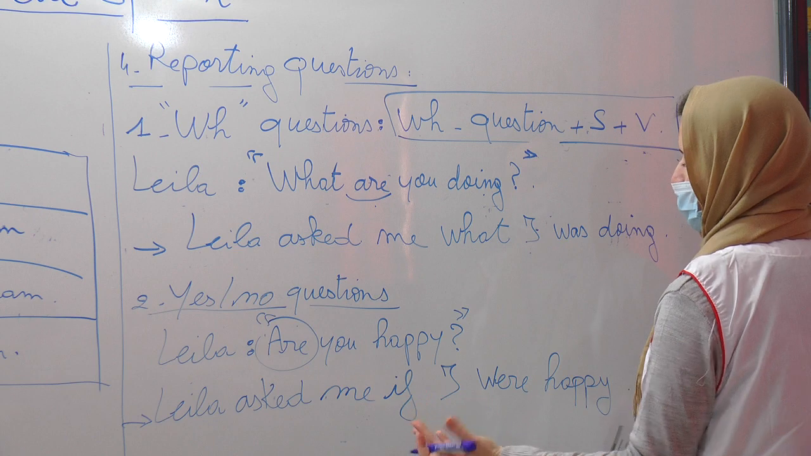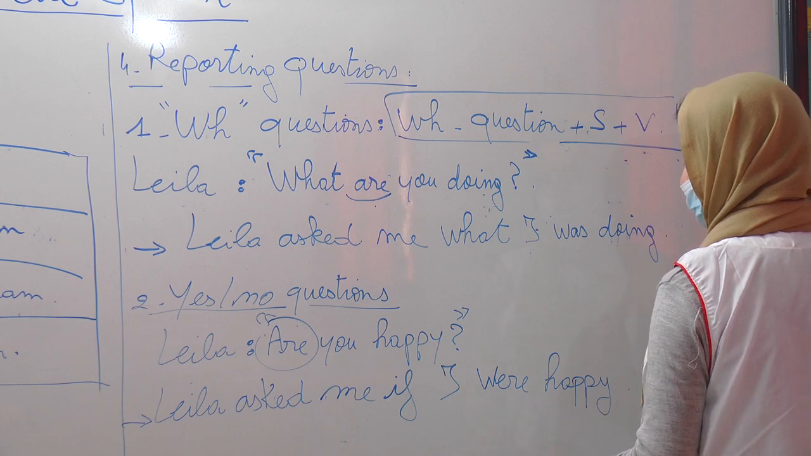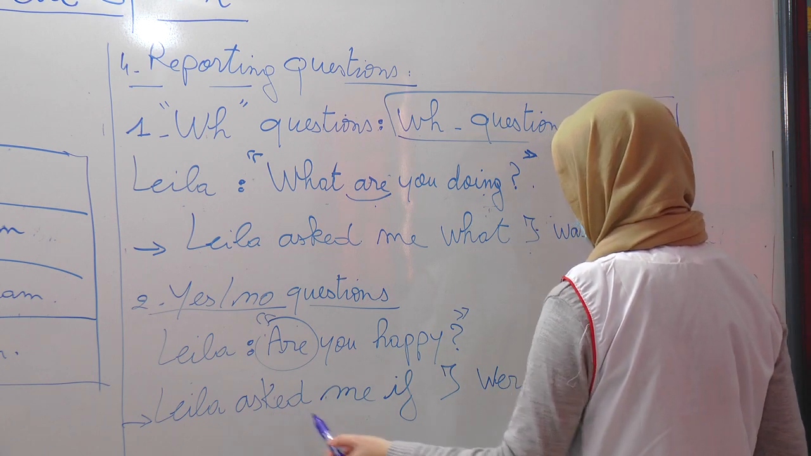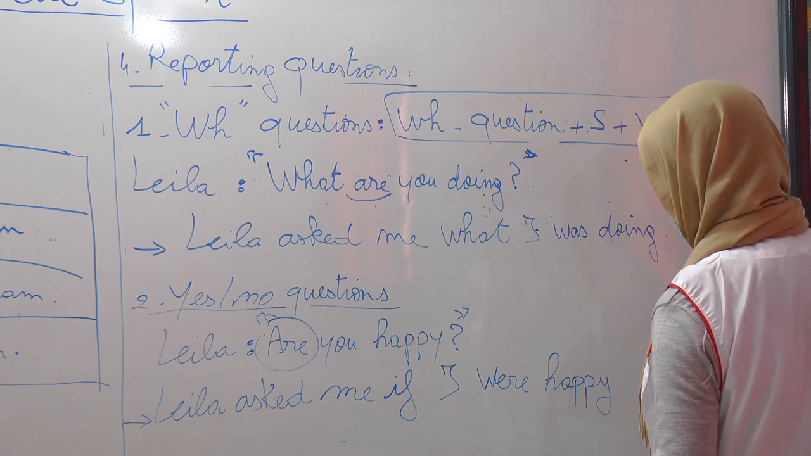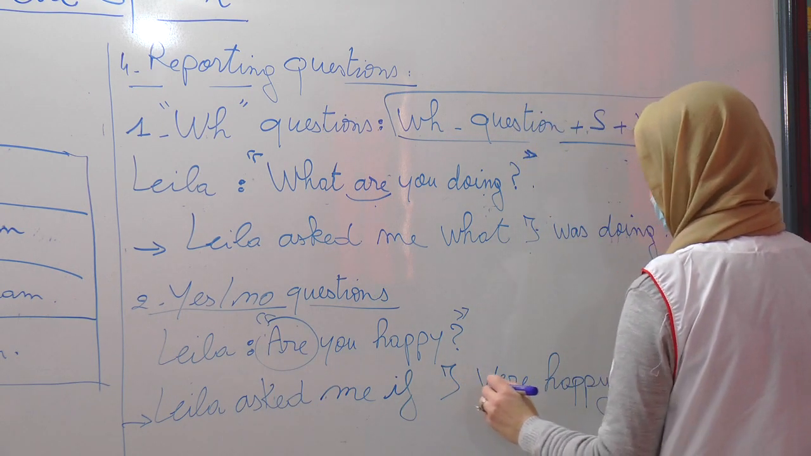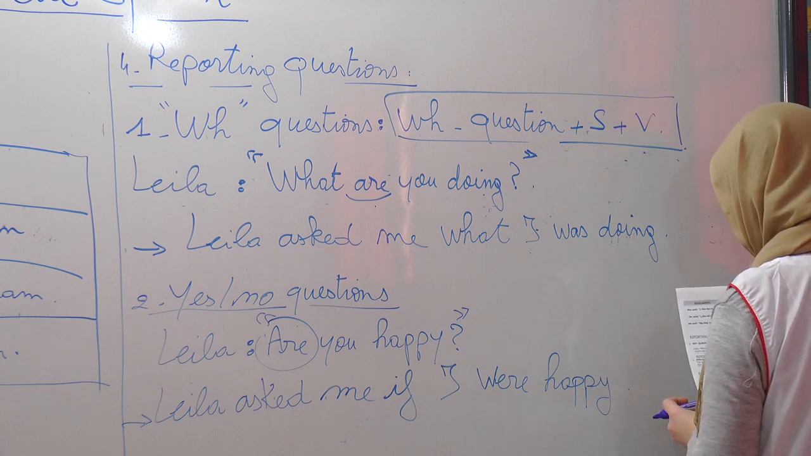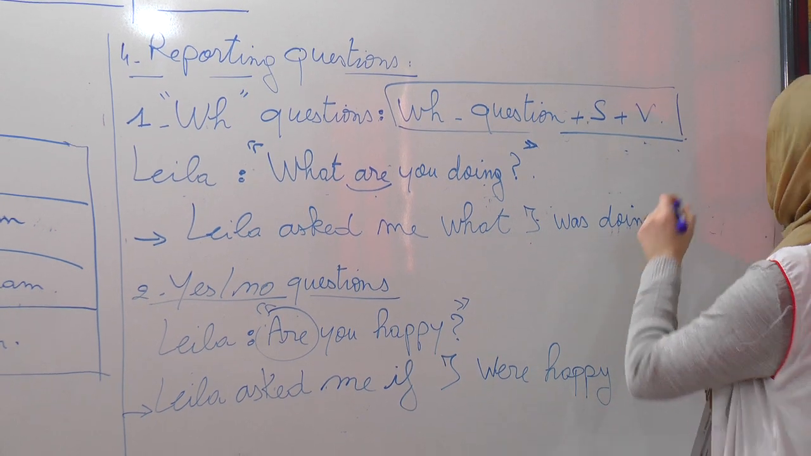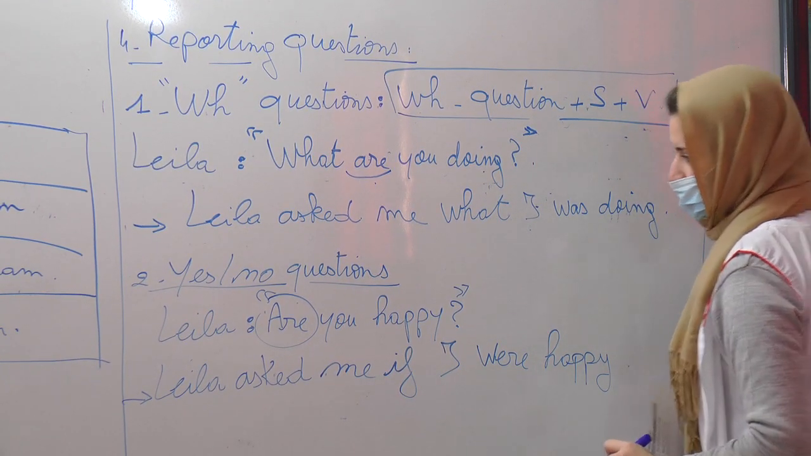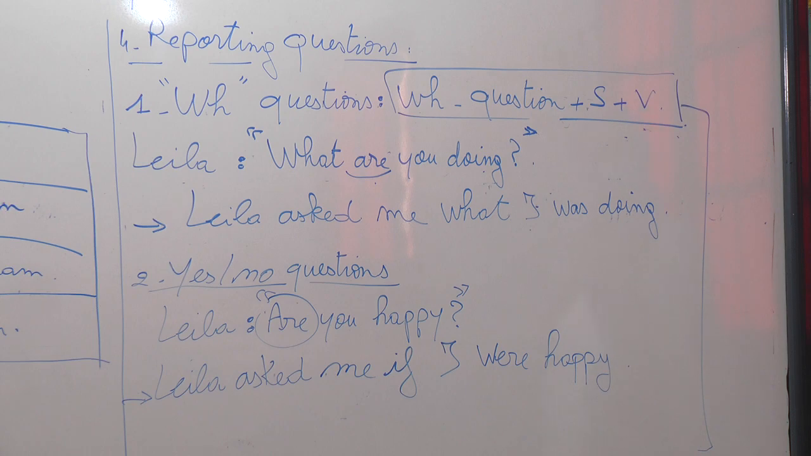If we have "are", it becomes "if I were happy". Look, you are going to tell me why. Normally we say "I was happy". But here the verb is concerned with Layla. Layla asked me if I were happy. Okay? It is concerned with Layla, not with me, not with the pronoun I. Okay, I think these are the most important ones. I am not going to give you more than that because it is a long lesson. We are going to do the activities in order to deal with this part that I have explained to you.